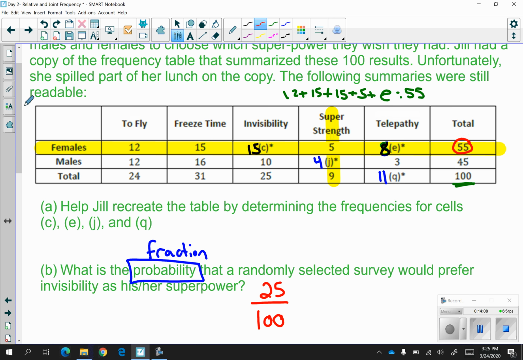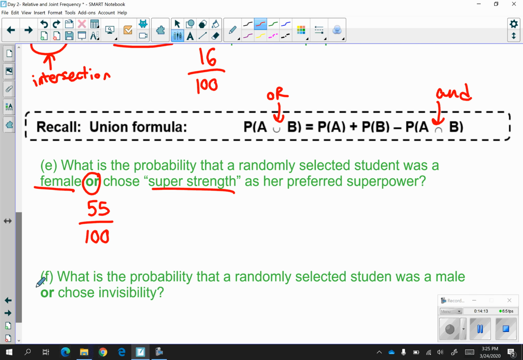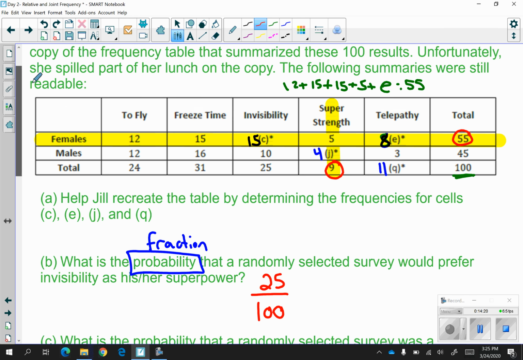And I'm going to add it to the probability of super strength, which is 9 out of 100. And then I have to subtract the overlap. So if you notice, as you go from left to right, you count the 5 once. And as you go up and down, you're counting the 5 again. Because you're counting the 5 twice, that's throwing off your probability. And that's why we need to subtract the intersection, the 5, one time to account for counting it twice.